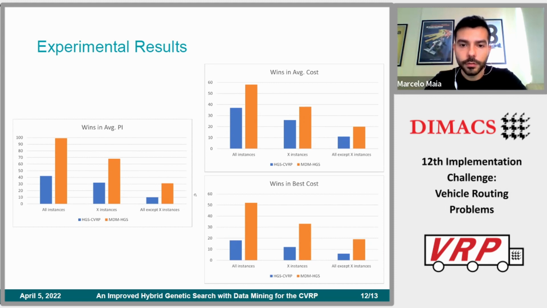And this was confirmed in phase 1 of the challenge, as our solver ranked second, a close second, on the overall results, and ranked first on the X set, which is similar to the instances that will be used in phase 2. So we are really expecting a good result in phase 2 as well.